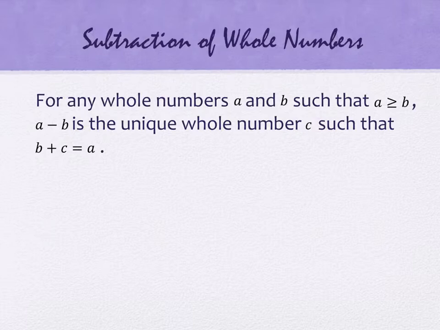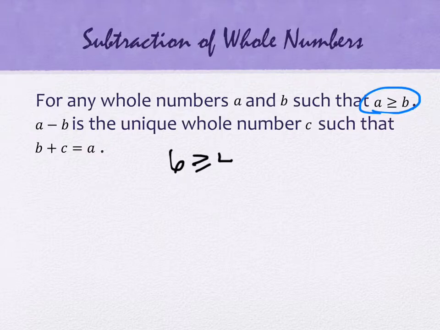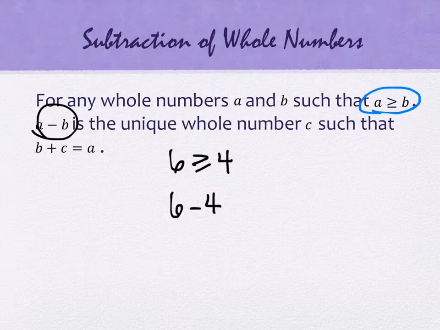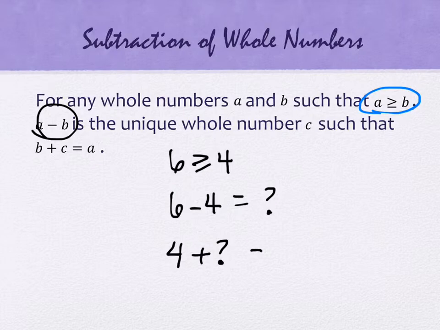So let's say, for instance, and you have to follow the conditions as they appear. The first condition is that you have to pick a number a that's bigger than or equal to b. So pick me one. 6. And what is 6 greater than or equal to? 4. Fantastic. So we've got 6 and 4. Then what this is saying is that 6 minus 4 will be a unique whole number, and it will be such that when I add the 4 to that answer, which I'll mark with a question mark, I get back to the value a, which I started with, which is the 6.